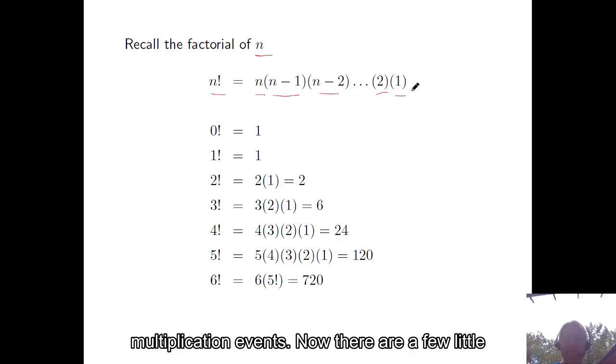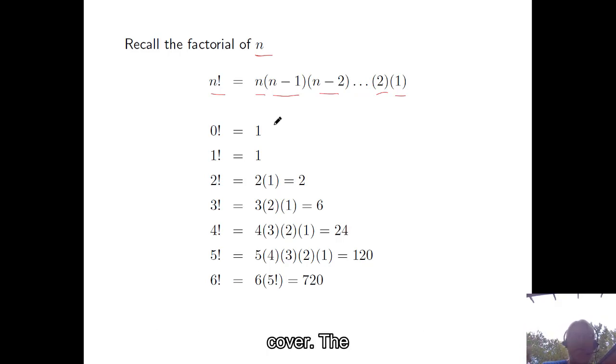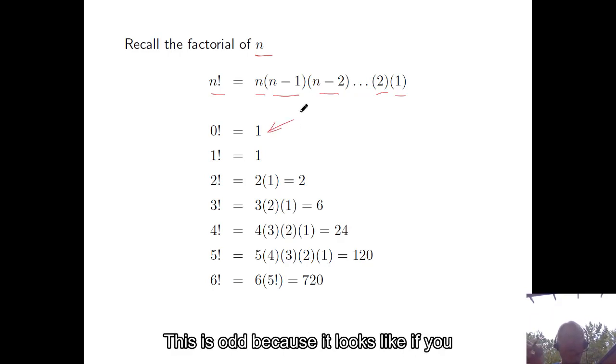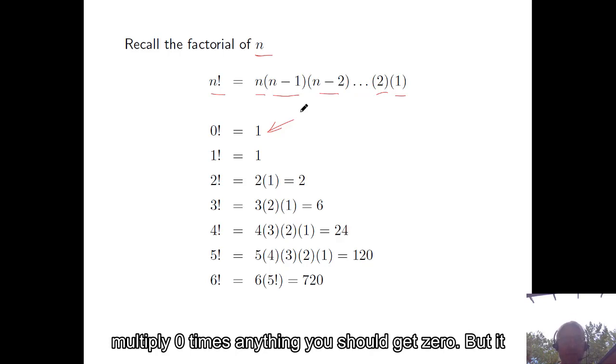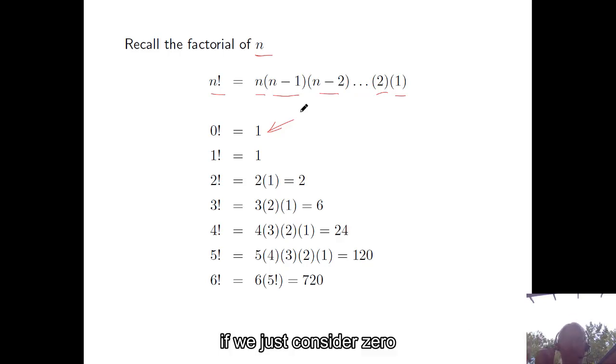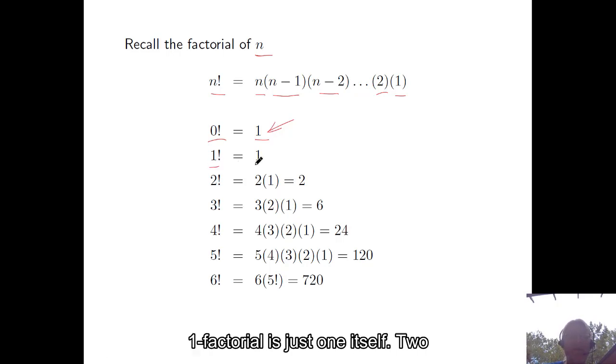Now there are a few little weird corner cases that we have to cover. The factorial of 0 is defined to be 1, and this is odd because it looks like if you multiply 0 times something, you should get 0. But it turns out this simplifies a lot of our notation if we just consider 0 factorial to be 1, so don't get tripped up by that. Whenever you see 0 factorial, you can just substitute a 1. 1 factorial is just 1 itself. 2 factorial, 2 times 1, that's 2.